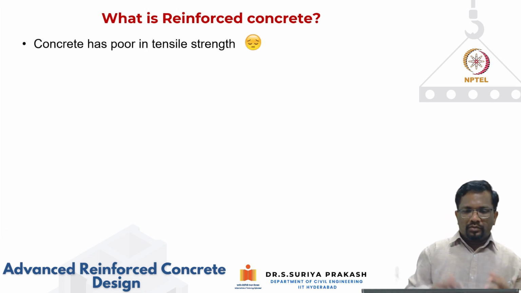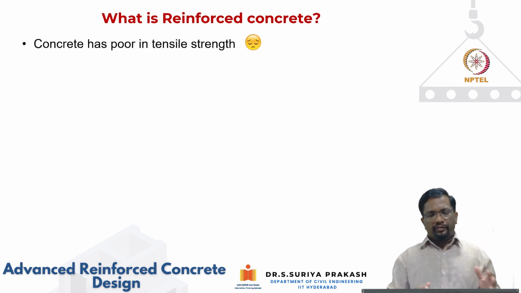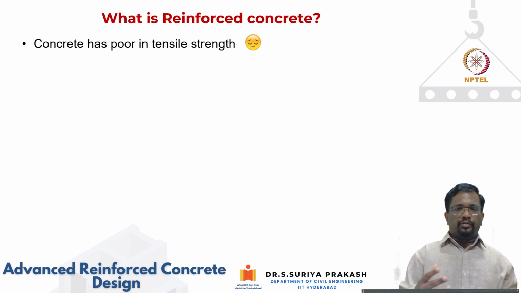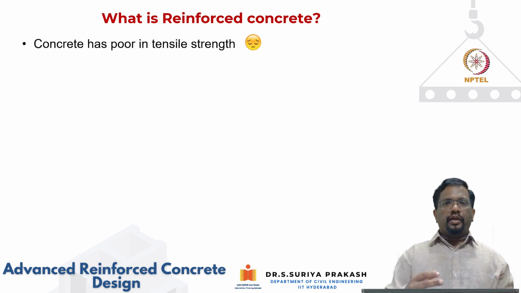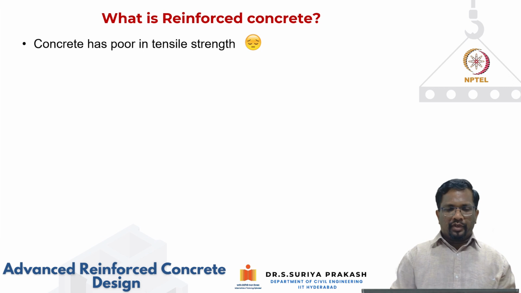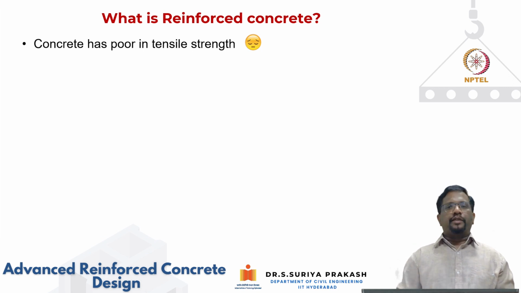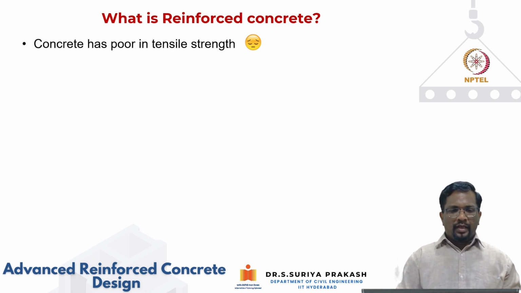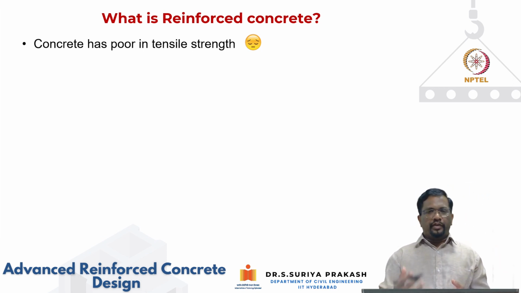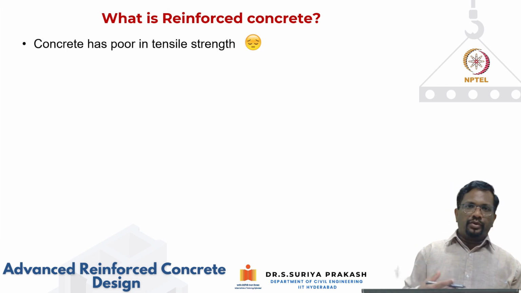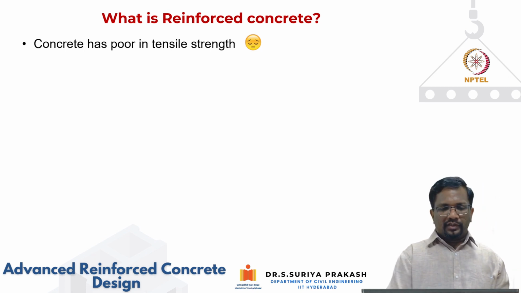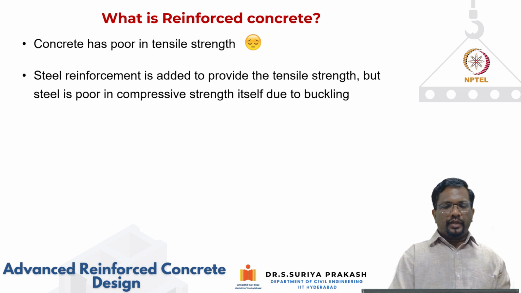Now, coming to the properties, we have briefly discussed the history and some of the important developments that happened over a period of time. Let's look at the characteristics of reinforced concrete. As I've explained, concrete has very poor tensile strength. It is very good in compression. So tensile strength is the weak link, right?